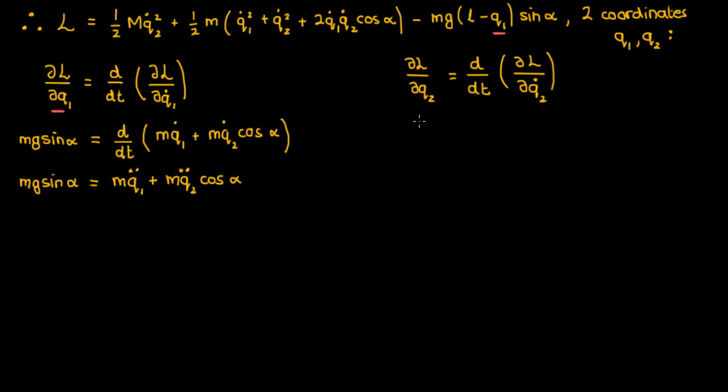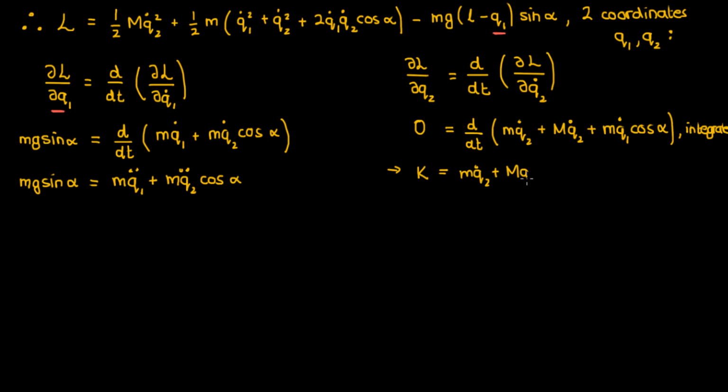We can't solve this without the Lagrange equation for q2, so let's work on that. For the left-hand side, the Lagrangian doesn't contain any terms in q2, so the left-hand side is just 0. For the right-hand side, if we differentiate with respect to q2 dot, we'll get the following. Now, instead of differentiating the right-hand side with respect to t, we're going to integrate both sides because the left-hand side is just 0. When we do that, here's what we'll get. K, the constant of integration, equals m times q2 dot plus capital M times q2 dot plus m times q1 dot cosine alpha. Let's isolate the q2 dot in this expression.